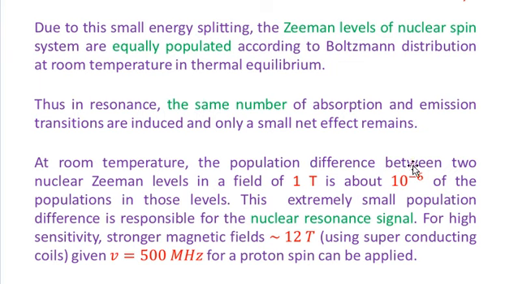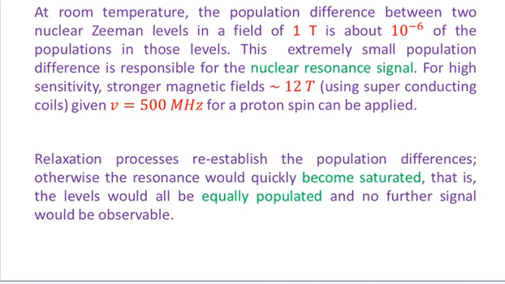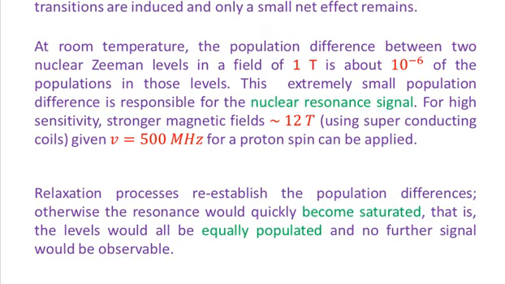So you see that only a small fraction of that breaks the equivalence between the populations of the two levels. This is a very small difference. The extremely small population difference is responsible for the nuclear resonance signal. So you see that this very small signal is what is measured as the nuclear resonance signal, because this signal will be responsible for generating a dip in the current measured at the detector.